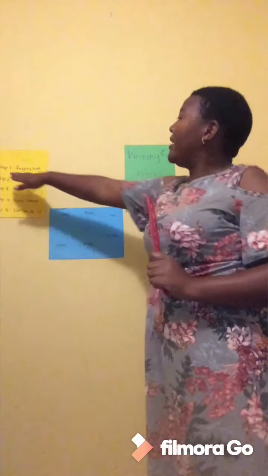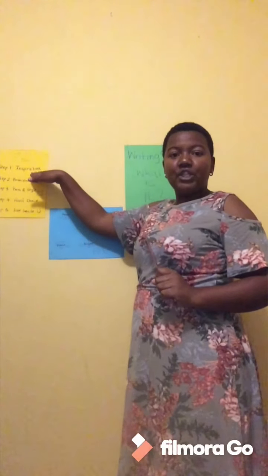Number 1, we have step 1, inspiration. You need to have an inspiration. You need to be inspired. What is the poem going to be about? What inspired you to write the poem? This can be easy. Maybe one day you went out shopping and you saw this little cute puppy. You write about the puppy.